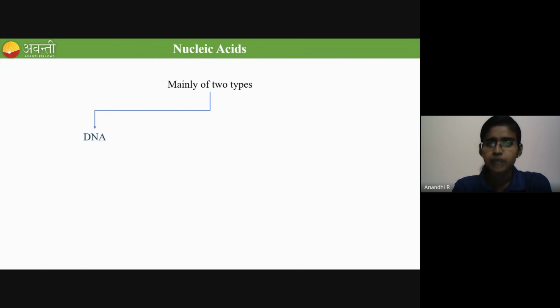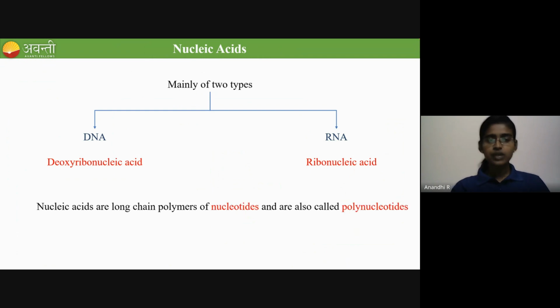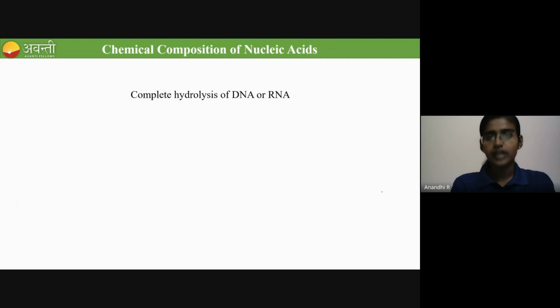So nucleic acid is mainly, yes, Sandeep, it is because of DNA. Yeah, it is because of nucleic acid, and the types are DNA and RNA. So what is DNA? DNA is deoxyribonucleic acid and RNA is ribonucleic acid. So from the ribonucleic acid, if you remove one oxygen, it becomes deoxyribo, which is called DNA. So nucleic acids are long chain polymers of nucleotides and are also called polynucleotides. So what are nucleotides now?